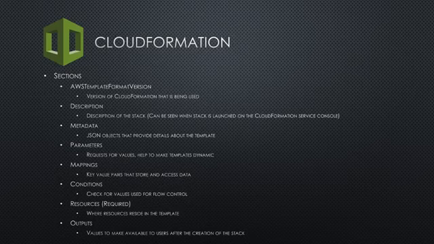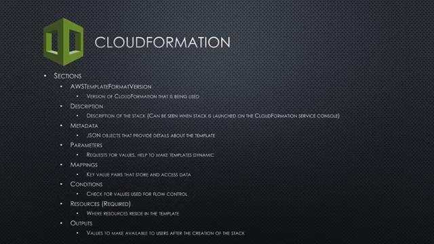So if you were to add parameters in the parameters section during your stack creation, these parameters would need to be filled out by a user in order to spin up resources, and this allows you to do it dynamically. Mappings. Mappings are key value pairs that store and allow you to access data in the script. Conditions. These check for values used for flow control.